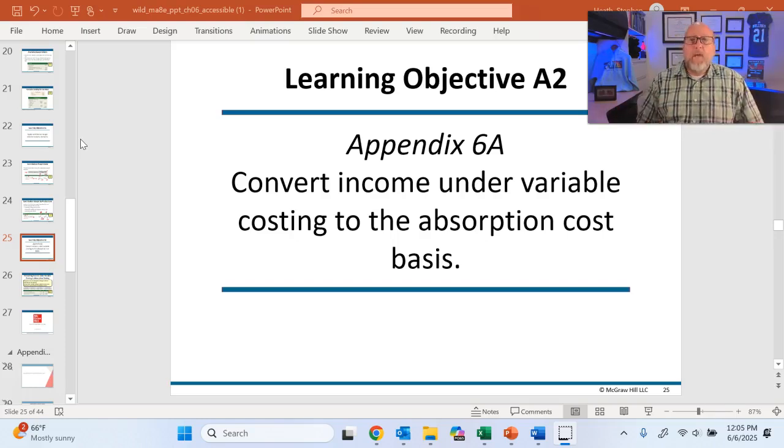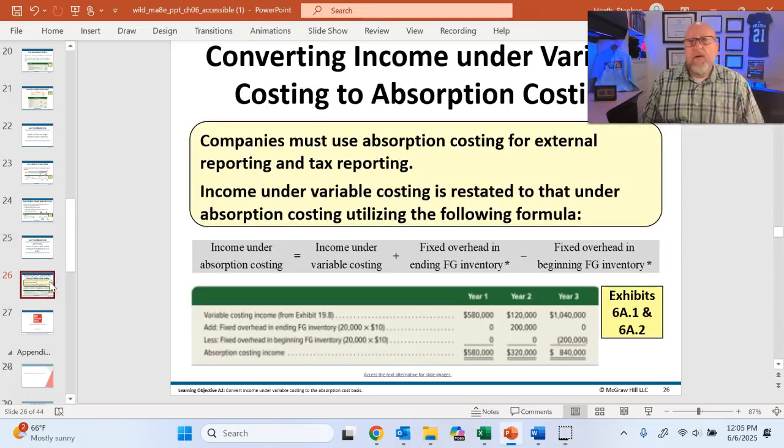So what we want to do is convert income under variable costing to absorption costing basis, and flip. I can move from variable costing to absorption costing. So anyway, I have an income statement. It's variable costing and I want to convert it to absorption costing. The formula is going to be this right here. So I want to determine income under absorption costing.